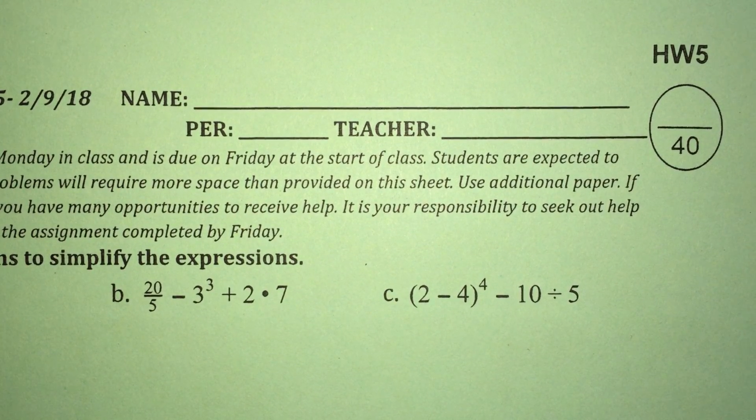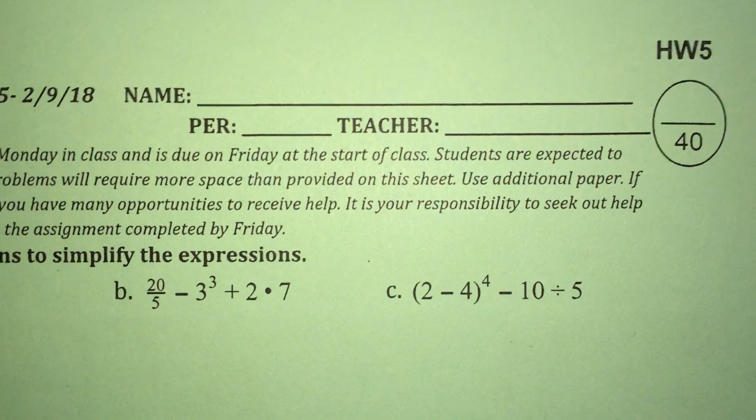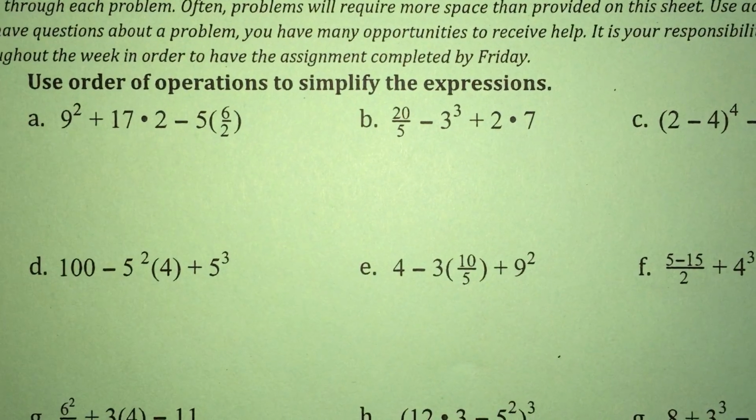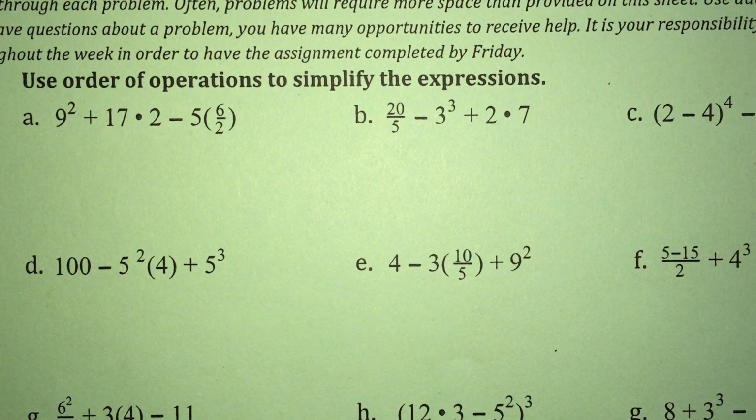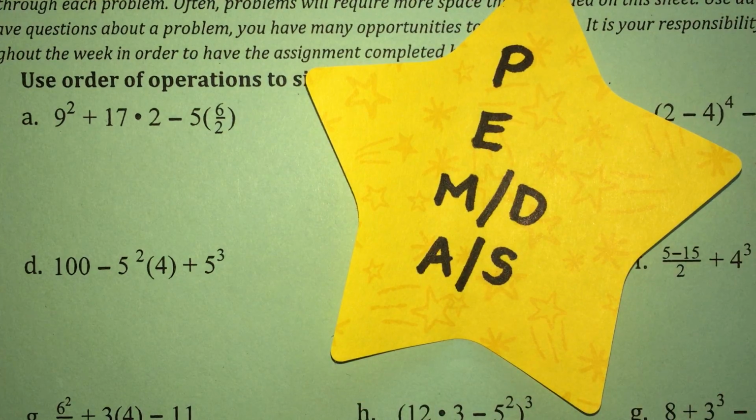This is homework help for homework 5, week of February 5th. Number 1, use order of operations to simplify the expressions. So order of operations is PEMDAS: parentheses, exponents, multiplication and division, and then addition and subtraction.